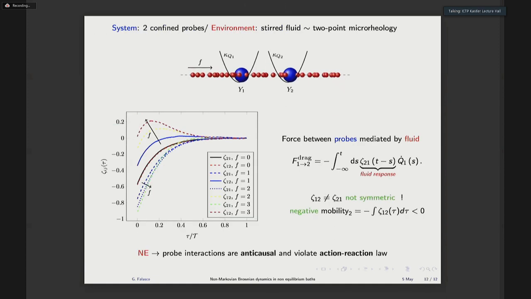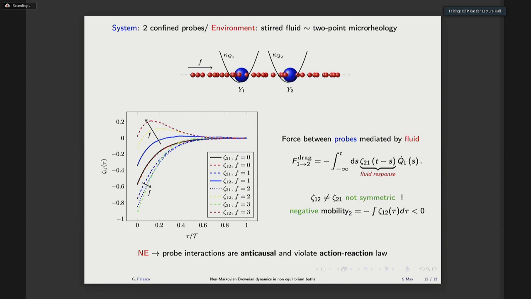If you want to ask me a question about a specific example, I see that I'm going over time. So it's just a simple example where we were using this kind of linear response theory. We were considering a one-dimensional soft sphere system as an environment that is driven by a constant force, and there are two big probes that are confined. This is kind of two-point microrheology, but in an actively driven environment.